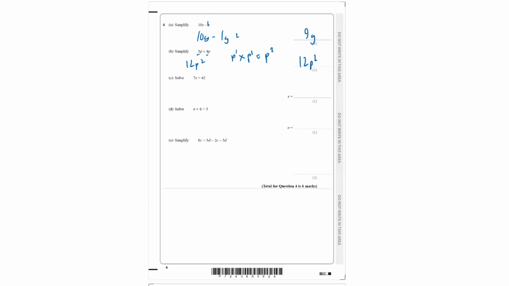Solve 7x equals 42. We divide both sides by 7 to isolate x. This cancels out, so we just have 42 divided by 7, that is 6.